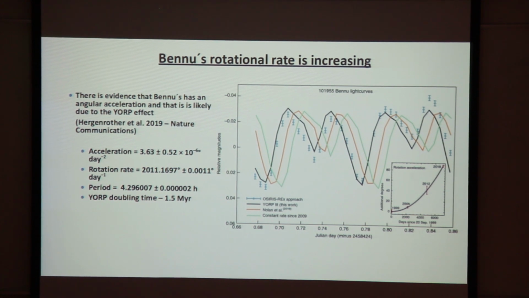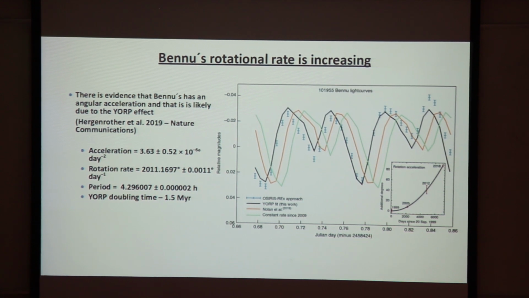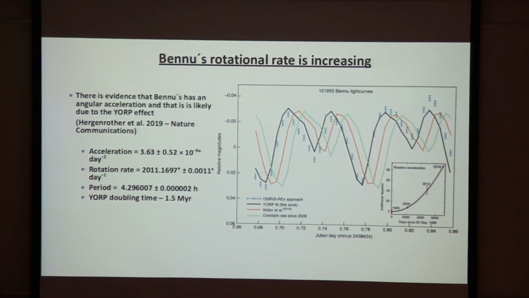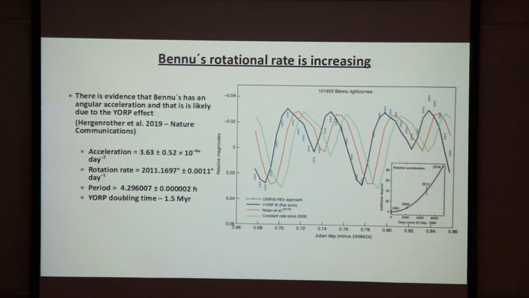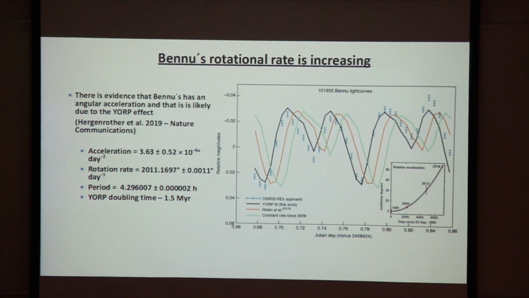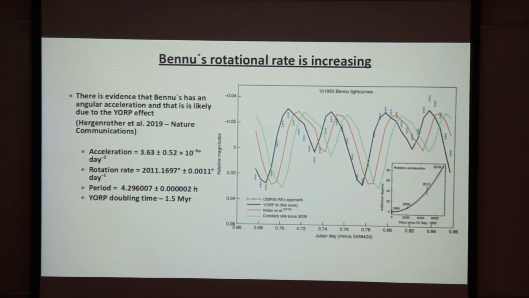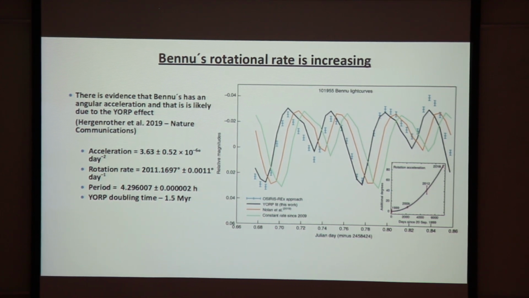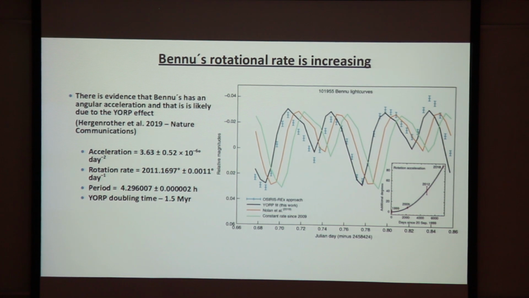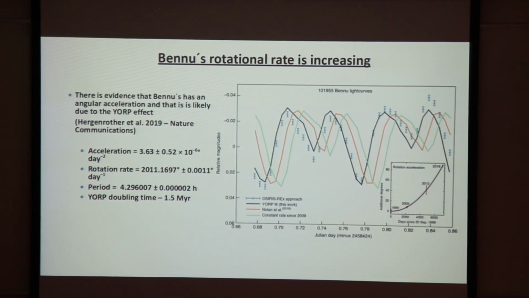And one more interesting result is that Bennu is accelerating its rotation, so it's spinning up. This has been observed for many asteroids. Using the previous observations and current observations, we were able to find that Bennu is spinning up. So this is a validation of the YORP spin.